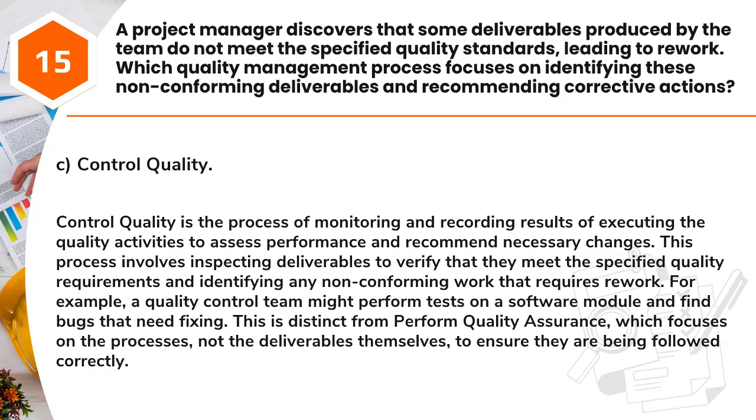Answer: C. Control quality. Control quality is the process of monitoring and recording results of executing the quality activities to assess performance and recommend necessary changes. This process involves inspecting deliverables to verify that they meet the specified quality requirements and identifying any non-conforming work that requires rework. For example, a quality control team might perform tests on a software module and find bugs that need fixing. This is distinct from perform quality assurance, which focuses on the processes, not the deliverables themselves, to ensure they are being followed correctly. Question 16.